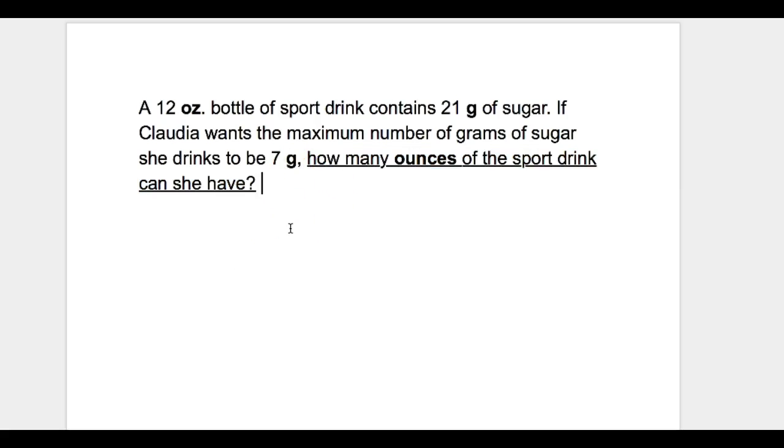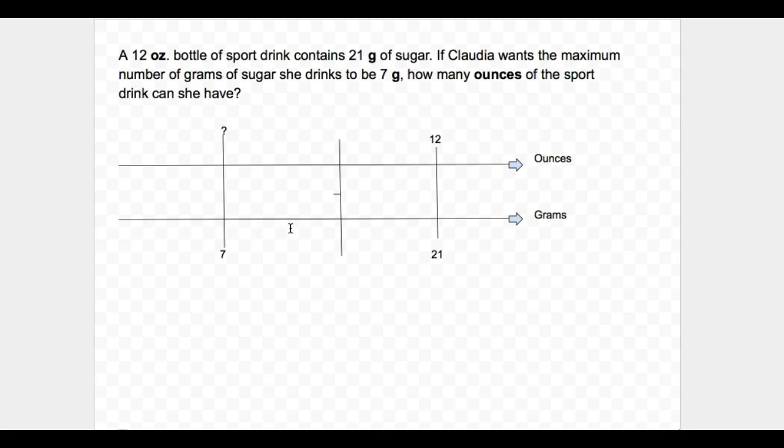So she's drinking a sports drink, which could be Gatorade, it could be Powerade, something like that. We know that the 12-ounce bottle that she's drinking contains 21 grams of sugar. However, she wants the maximum number of grams of sugar that she drinks to only be 7. So she really shouldn't drink all this because she only wants at most 7 grams. She could have less than 7, but she doesn't want to go over 7. So how many ounces of this particular sports drink can she really have? That's to find out. So let's try this.